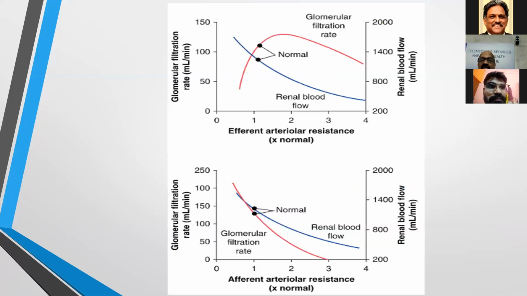If you look at the effect of changes in the afferent arteriolar resistance and efferent arteriolar resistance on the glomerular filtration rate, with increased efferent arteriolar resistance, glomerular filtration rate rises, but when afferent arteriolar resistance is increased, both glomerular filtration rate and renal blood flow decrease.